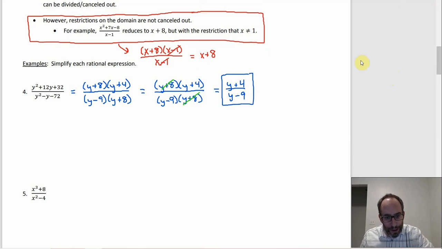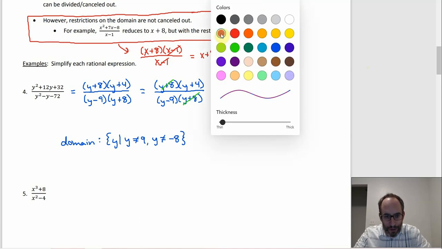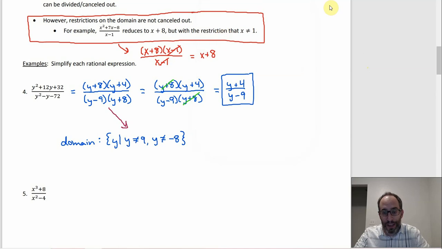And it is. But then the domain, if we had to write out what the domain is, it would be the set of all y such that y is not equal to 9 and y is not equal to negative 8. So basically for me, I'm getting the domain from that one before there's any cancellation. Because even though in the final answer it looks like the only restriction is 9, that one that we canceled out would still be a restriction on the domain. So we'd have to leave out the negative 8.